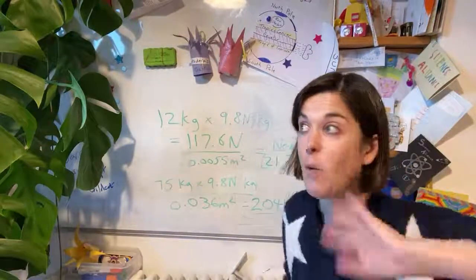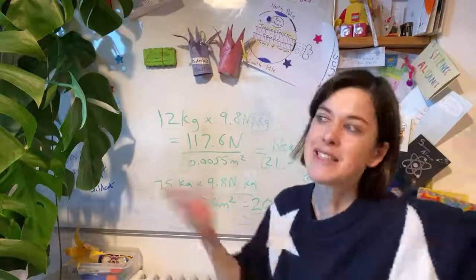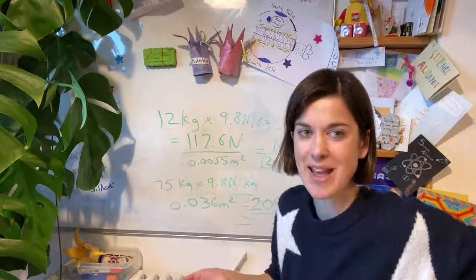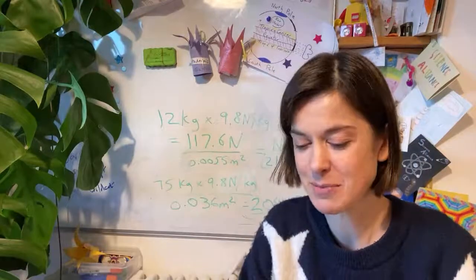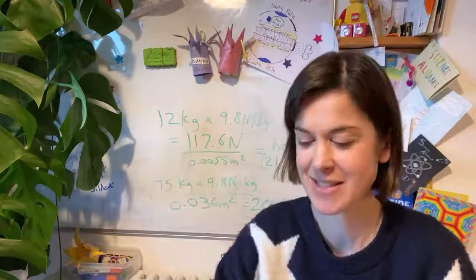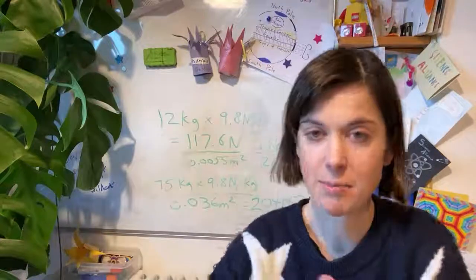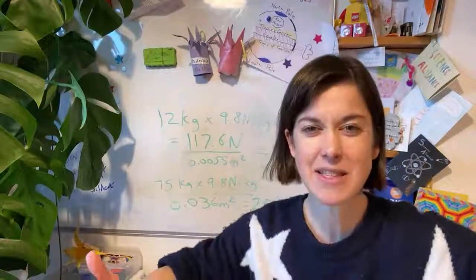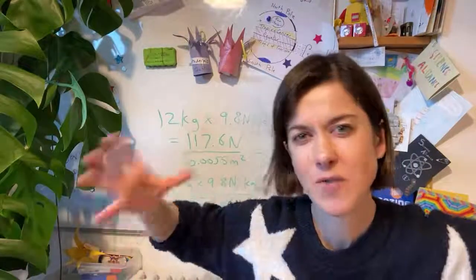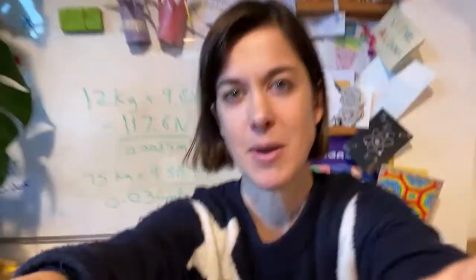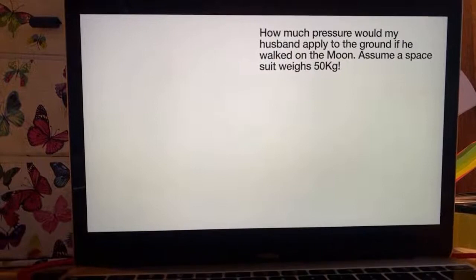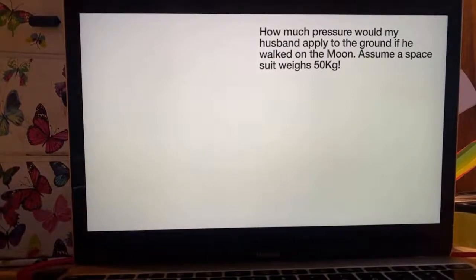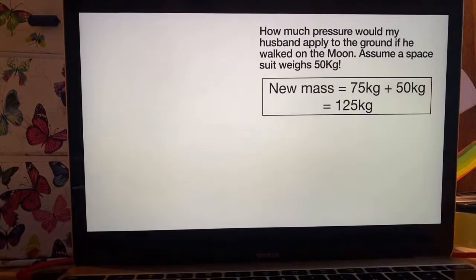Right, and then I don't know why I did this. I then said, what if my husband was on the moon? Imagine he's wearing a spacesuit that weighs 50 kilograms. How much pressure would he put on the moon's surface? Deep regret for this question, but here we go. I don't know why I didn't think that the spacesuit would increase the surface area of his foot. Obviously it would, but here we are. How much pressure would my husband apply to the ground if he walked on the moon? Assume a spacesuit weighs 50 kilograms.